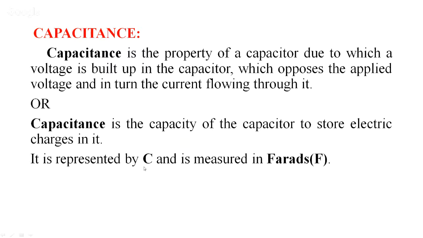It is represented by C and is measured in farads. So you have to understand here, a capacitor is the device which stores electric charges, whereas capacitance is the property of the capacitor to store electric charges in it.